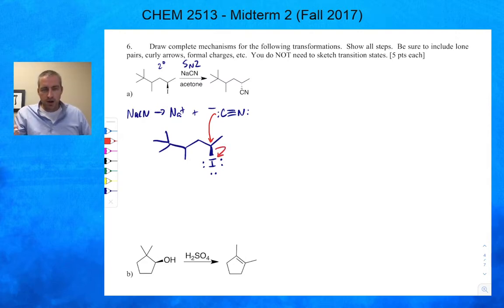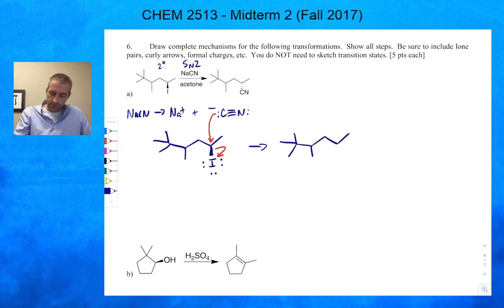The C-I bond breaks, the electrons go onto the iodine, and you make all in one step CN plus I minus. We would call iodide here the inorganic product, which we don't always draw. Not usually necessary.